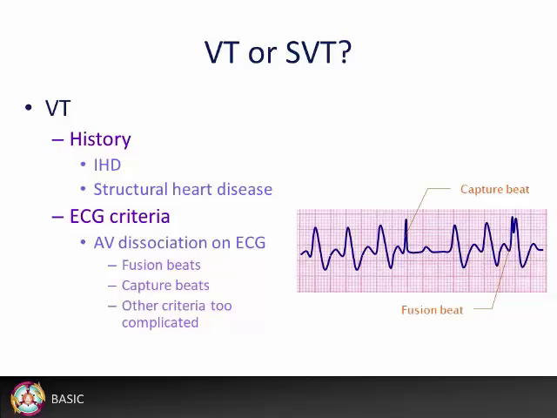How do we distinguish between the two? The history may provide clues. For example, VT is more common if there is history of ischemic or structural heart disease, and there are a number of ECG criteria which can be used to distinguish between the two. Most of these require relatively complicated rules to be committed to memory, and the simplest approach is probably just to look for evidence of AV dissociation on the 12-lead ECG.